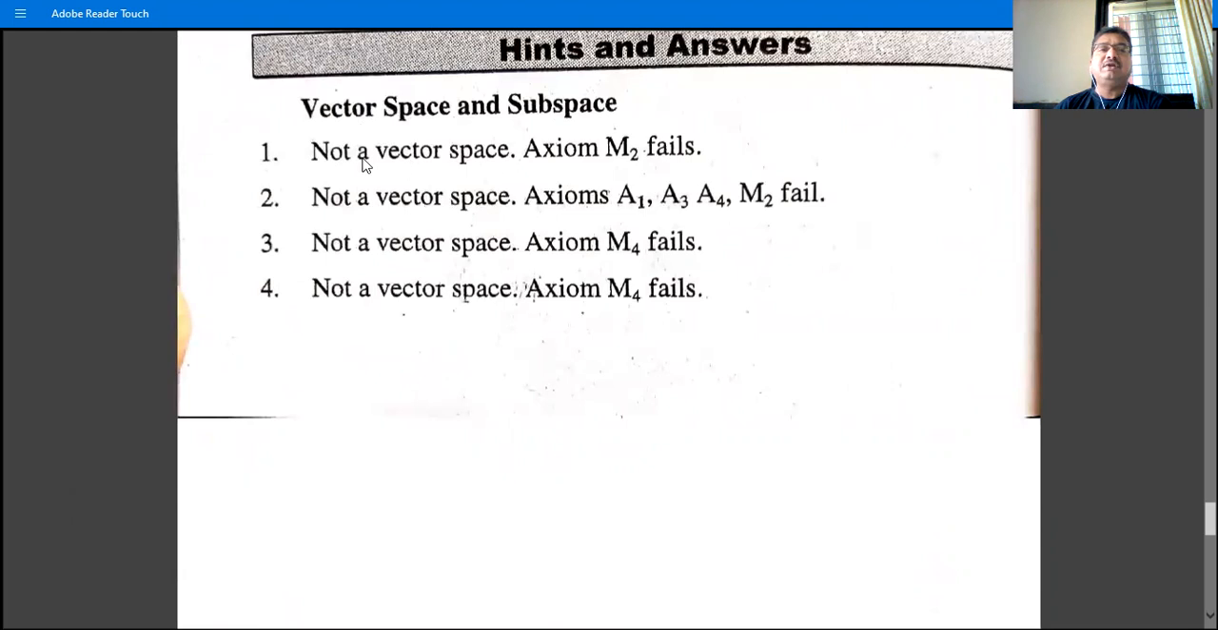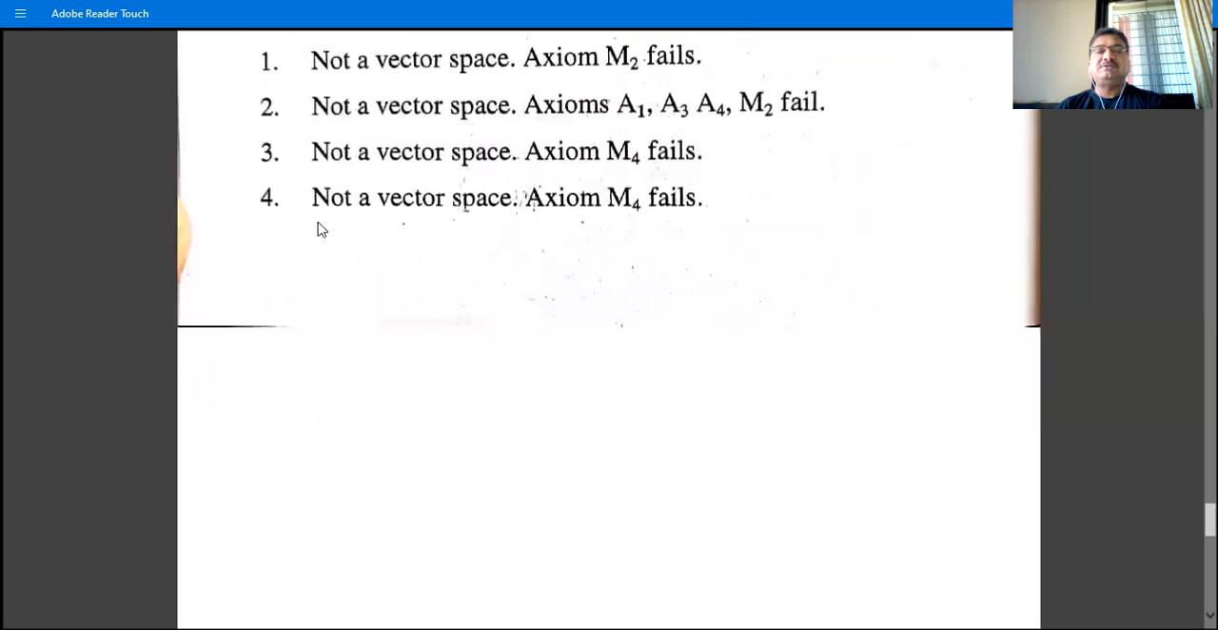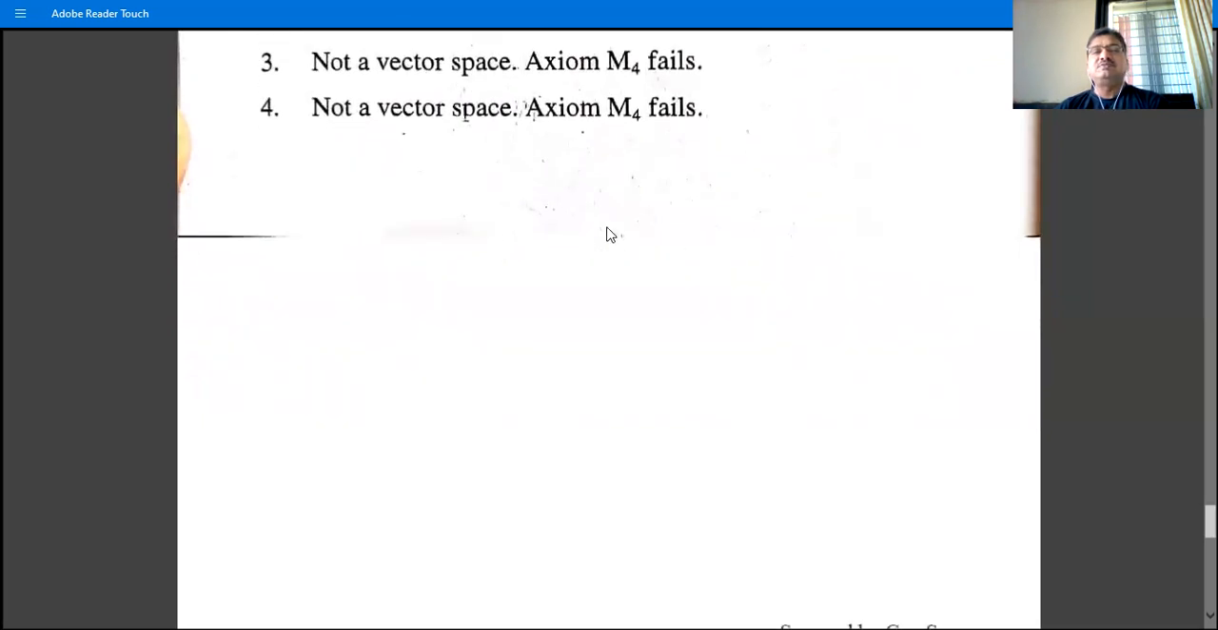For example, the first is not a vector space, assume M2 fails. So I have to give the counter example for M2. The second problem is not a vector space, because A1, A3, A4, M2 fail. So I have to give any one property that fails by using a counter example. Similarly, the third answer is not a vector space, assume M4 fails. Number 4, not a vector space, assume M4 fails.